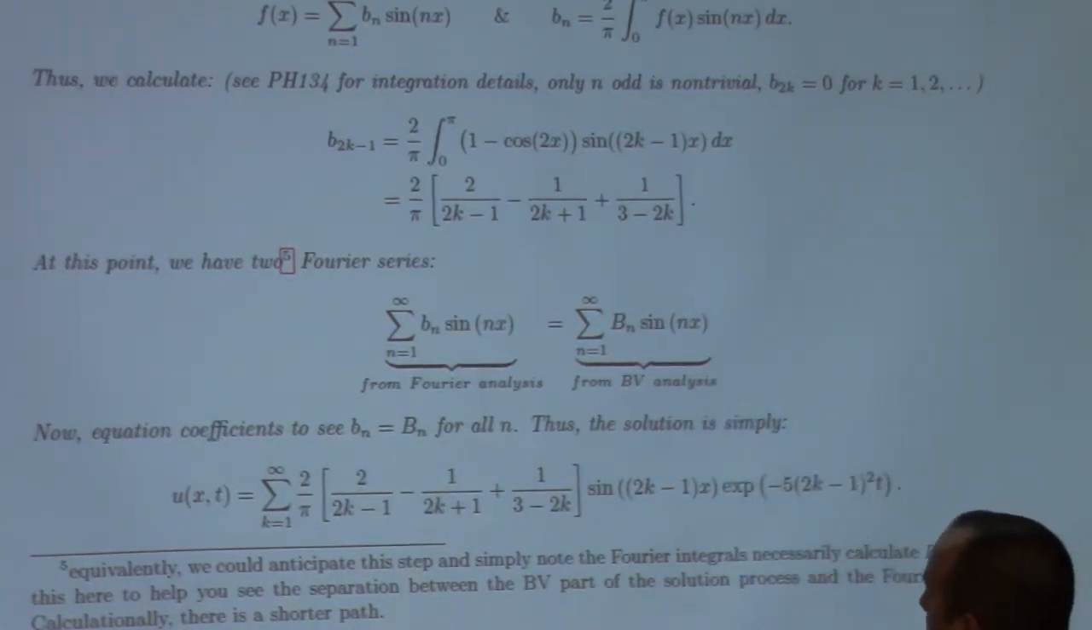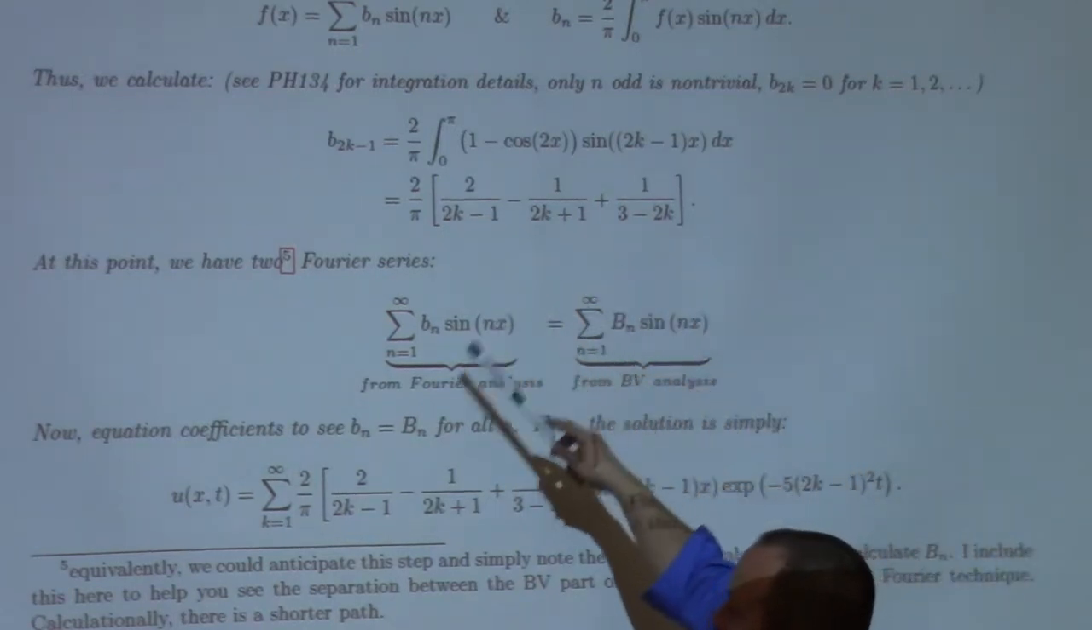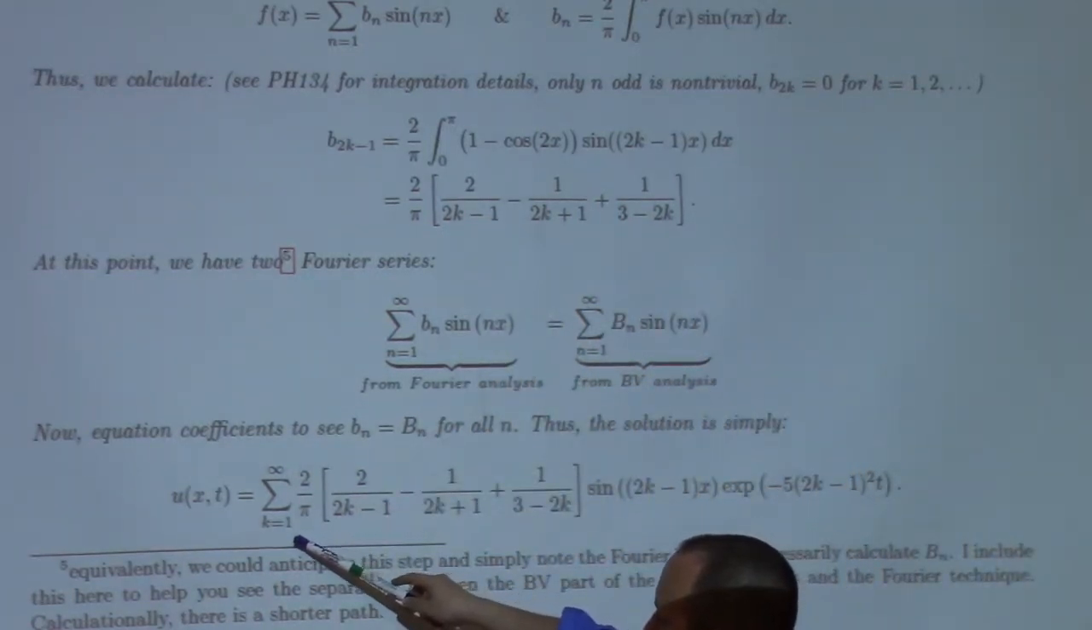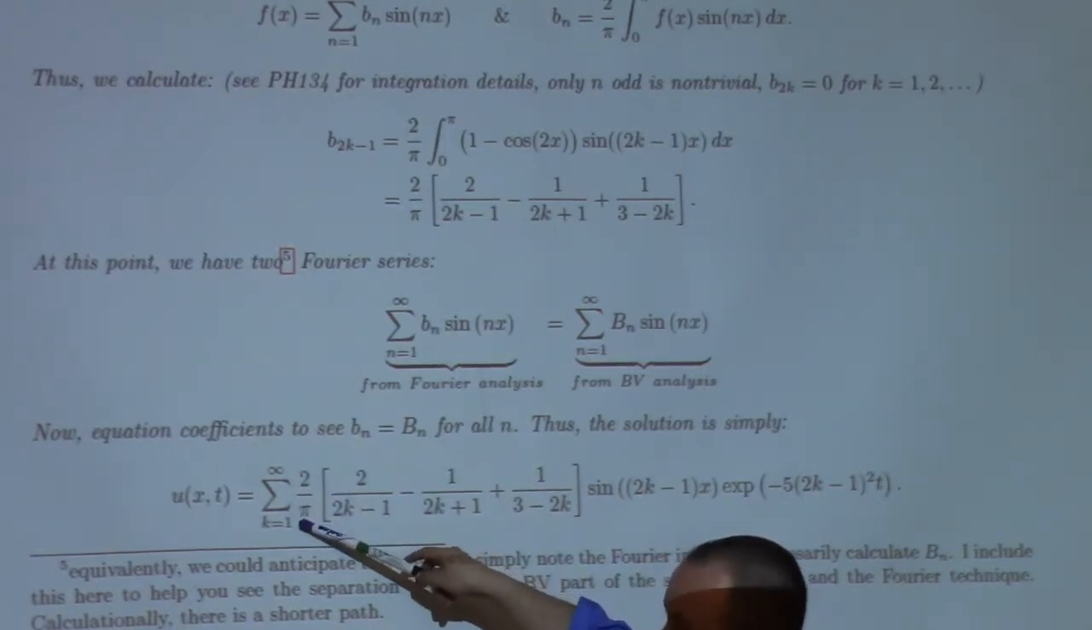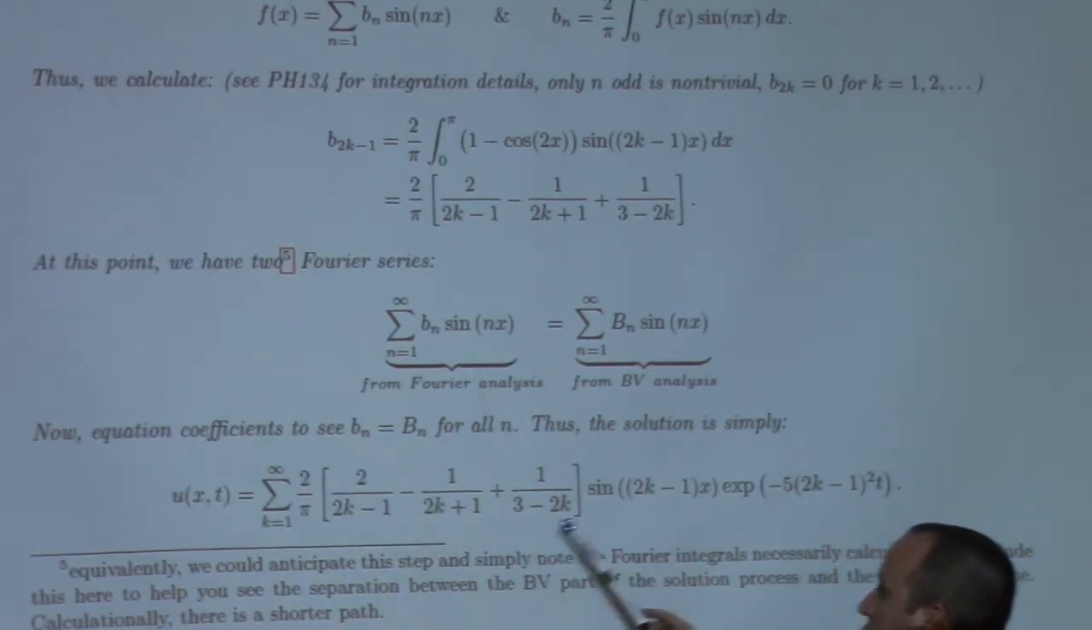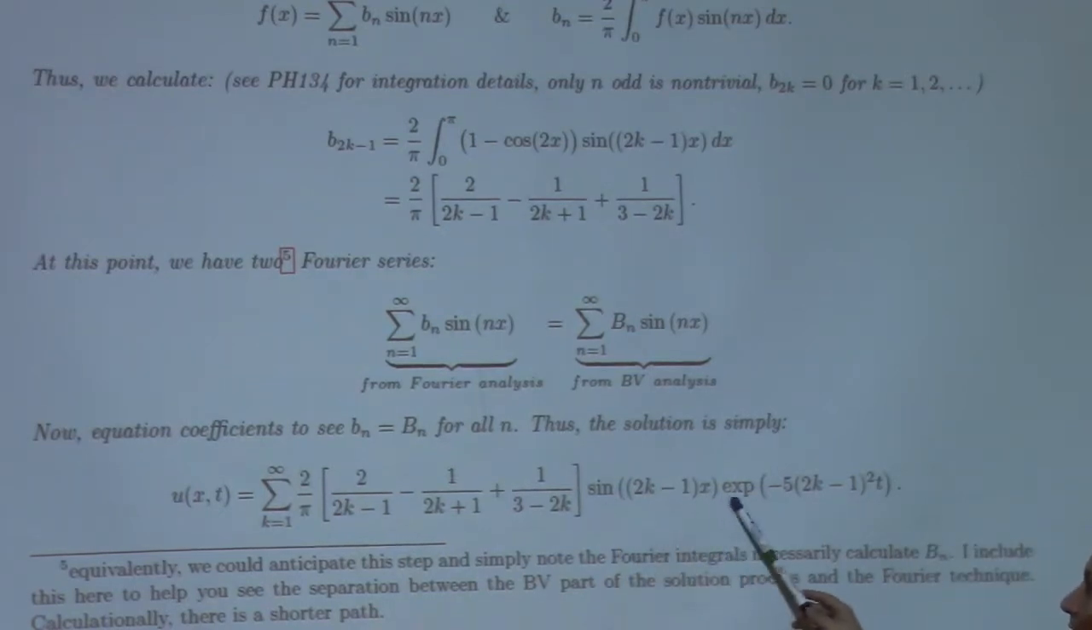So this is what you get, and then I plug that in for my b sub 2k minus 1. My solution is the sum from k equals 1 to infinity of 2 over pi, that's the 2 over L term, here's the b sub k, here's the sine and the exponential. Notice that n is 2k minus 1. The even n's are all trivial, so the Fourier coefficients are 0 for the even n. You only have odd n's appearing in your solution to the heat equation. And there you go. That's an honest to goodness solution to a heat equation.